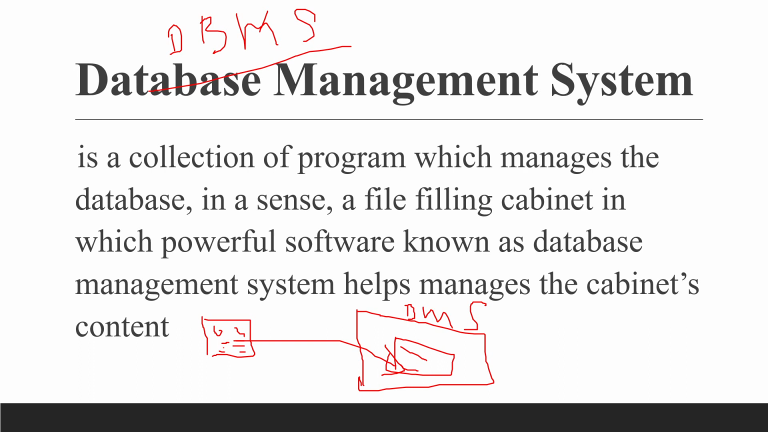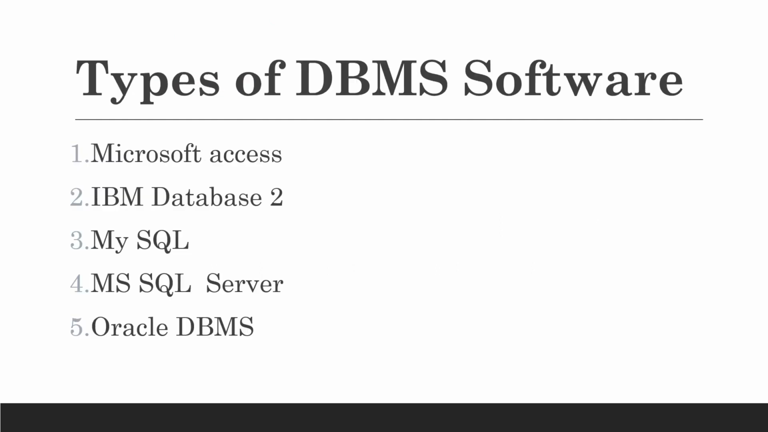Now you understand this, let's look at types of database management system software. Come think of it here. You can see we have Microsoft Access. Yes, Microsoft Access is a relational database management system. It helps us to manage a database. We also have IBM, International Business Machine, that is IBM Database 2.